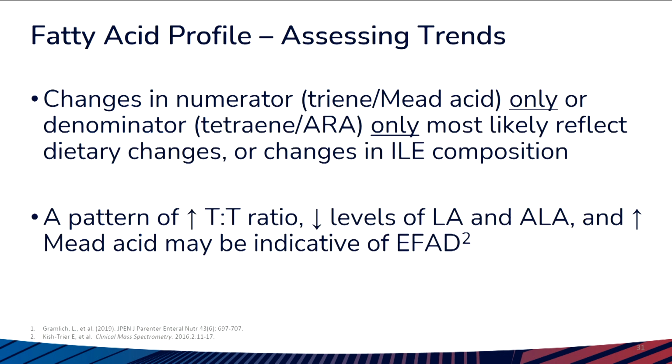And it's important to assess trends. We really want to look at what's going on over time, not just right that second. Changes in just the numerator, so the Mead acid, or changes in just the denominator, nothing else, most likely reflects either dietary changes if they're eating, or changes in the ILE composition. So if you're going from 100% soybean oil to an alternative lipid, when you look at your fatty acid panels, if anything changes, it's most likely just going to be the numerator or just the denominator.